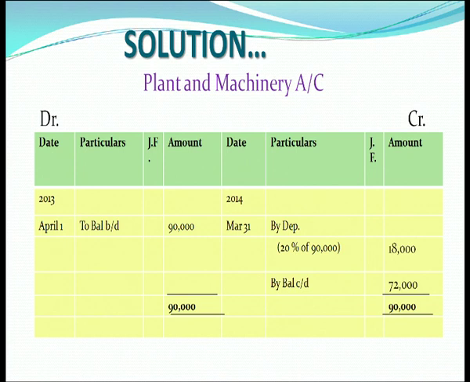And again, we provide the depreciation on 31st March at 20%, now not on the original cost, but on the book value. So, 20% of 90,000, which turns out to be 18,000. So, this becomes the amount of depreciation. And again, we close the books of accounts by calculating the balancing figure, and we get a figure of 90,000 rupees minus 18,000 as the amount of depreciation, which is 72,000.